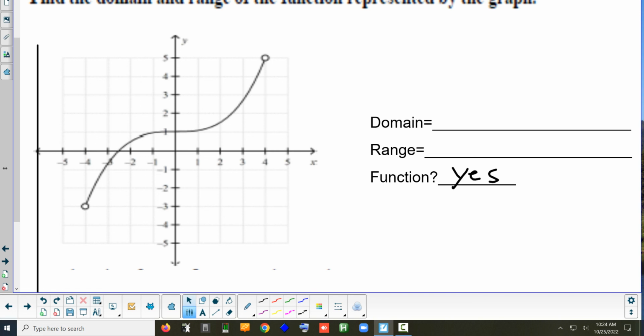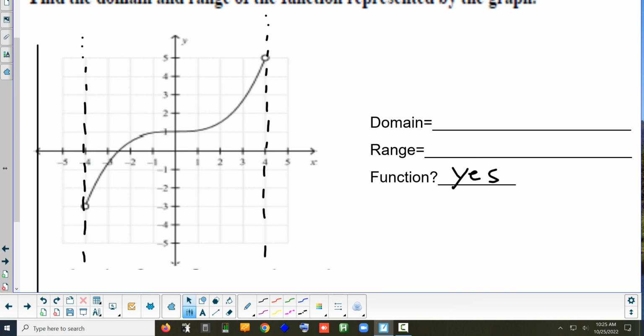Domain is which letter? Is that your X or your Y? Yeah? X. In which way does X go? Left and right? Or up and down? Left and right. So to find the domain here, we want to figure out how far left and right this goes. Well, it goes that far to the left, and it goes that far to the right. And it hits every number in between, every decimal you can possibly think of between the left number and the right number.